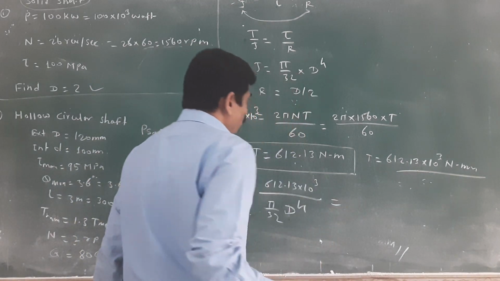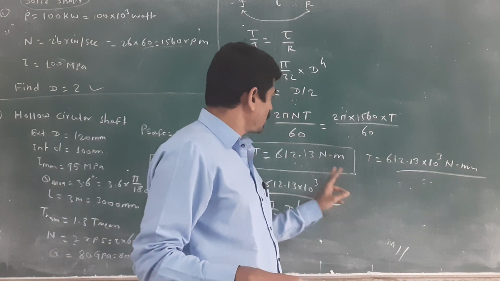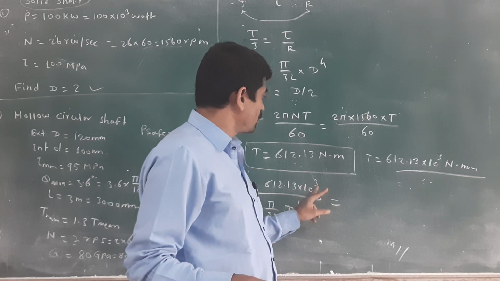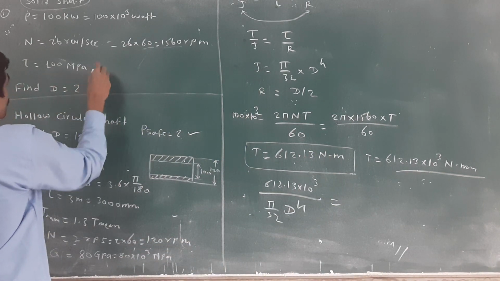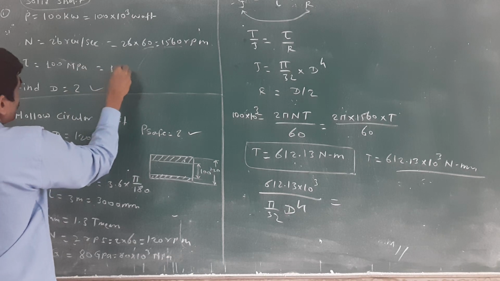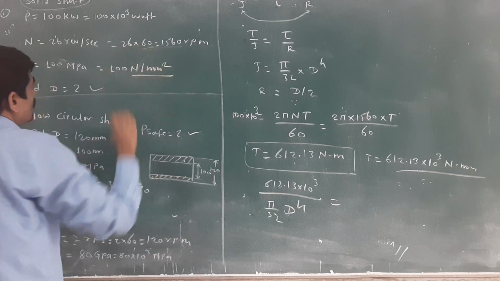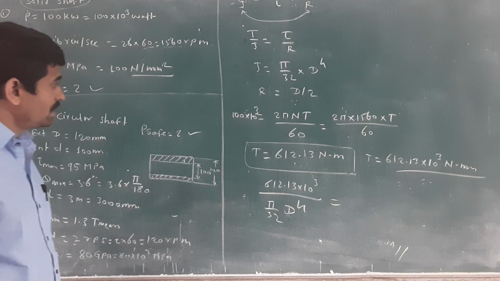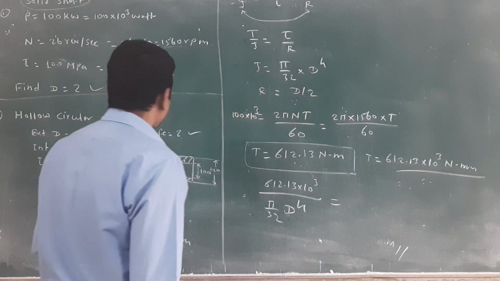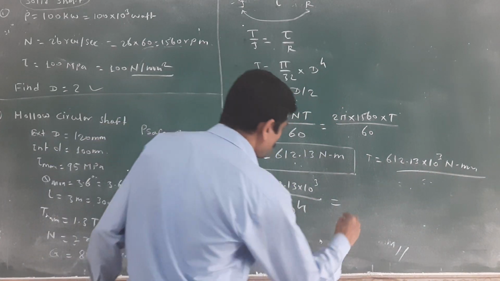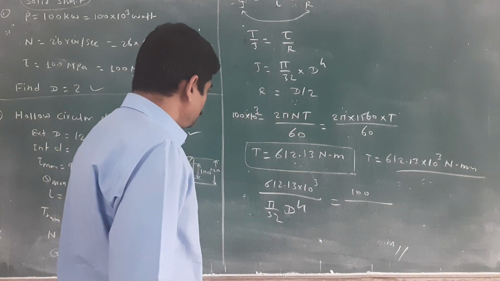Then tau, why have I converted into Newton mm? Yes, anybody tell me? Can I put this value as it is? No, because see the value of the tau. Tau is equal to 100 MPa. What is the MPa? Newton per mm square. That's why I have converted this T value again into Newton mm. Then tau is equal to 100 Newton per mm square.